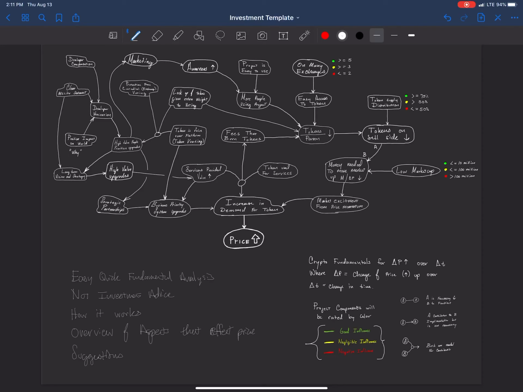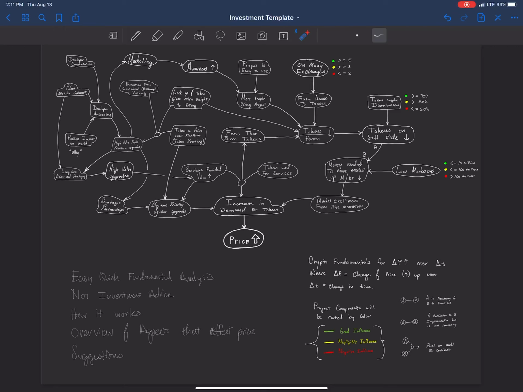All right, guys, this is an easy, quick, fundamental analysis method for evaluating cryptocurrency projects. So if you've ever wondered if a cryptocurrency project is strong, if it's going to produce good price movements in the future, this will be a quick and easy way to see the different components of a project and to see how strong or weak they are in a diagram format.